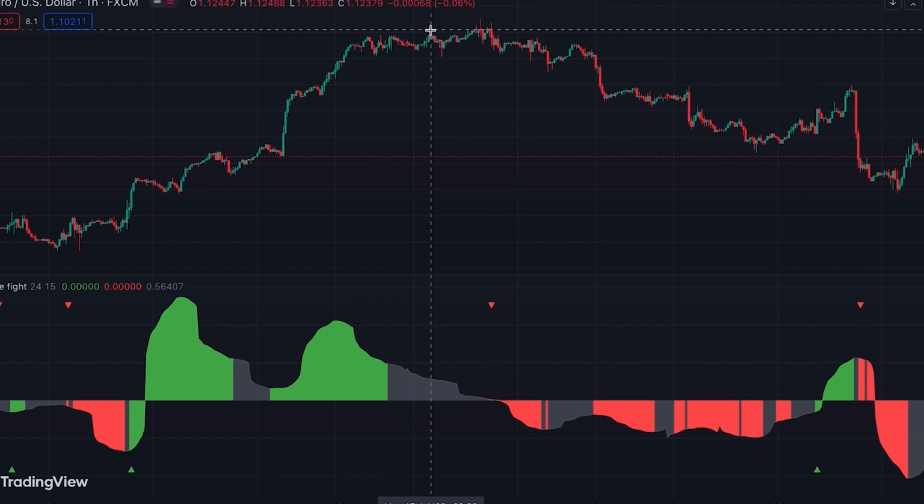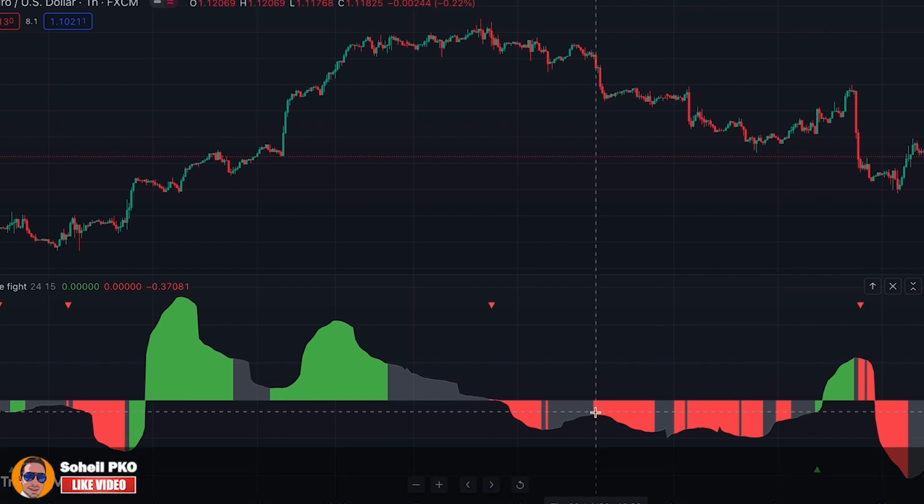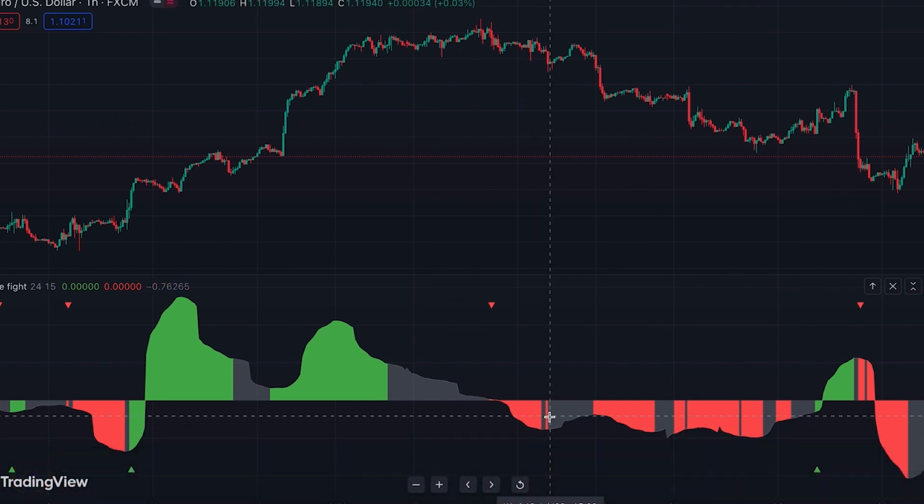Similar to other oscillators, as long as the histogram is above 0, we have greater upside momentum, and when it's below 0, we have greater downside momentum. This indicator, by analyzing the volume data, tries to show us if the bulls are dominant in the market or the bears, and it tells us about this by changing the histogram color to green or red if the bulls have the upper hand in the market or the bears.